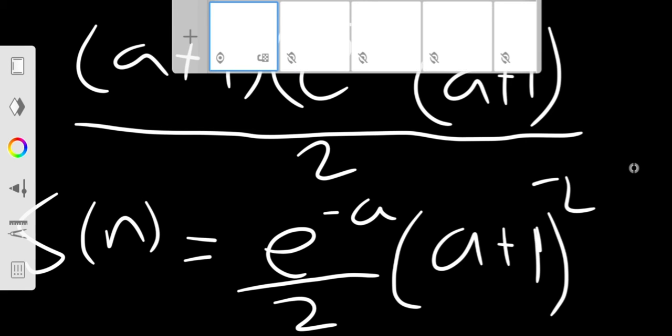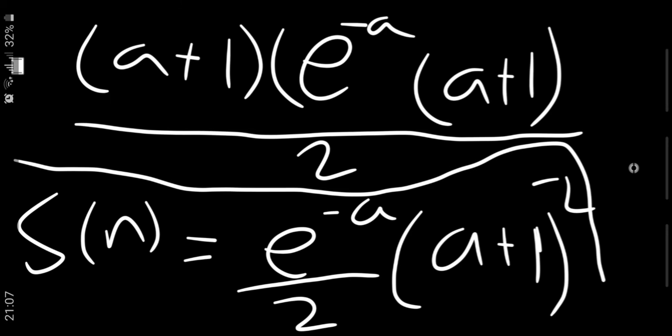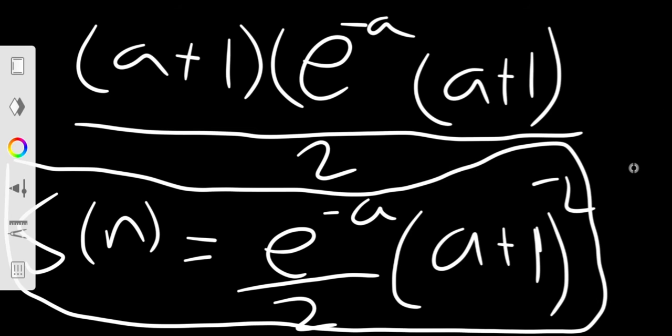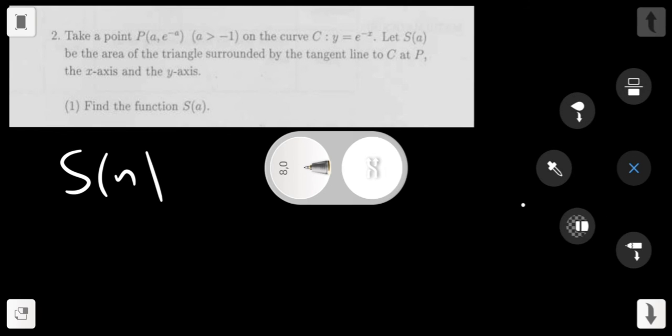Now let's save this result over here. This will be important. This is the answer for 1.1. For 1.2, he's asking you to find a such that s of n will be maximum. So how do we go about solving this?